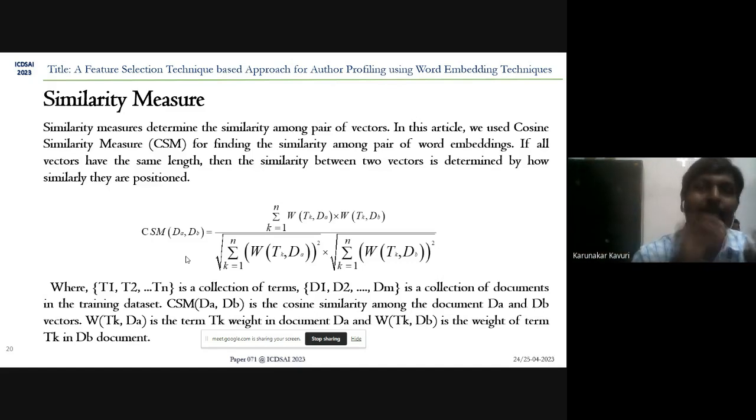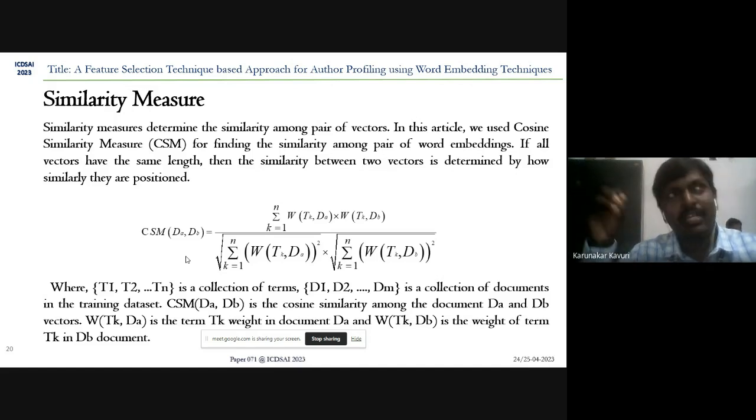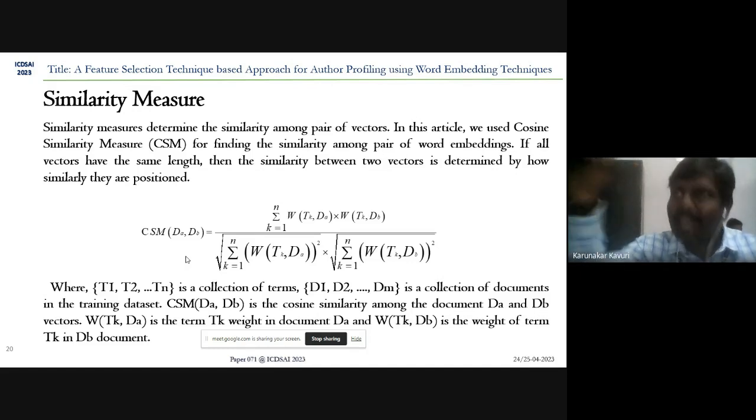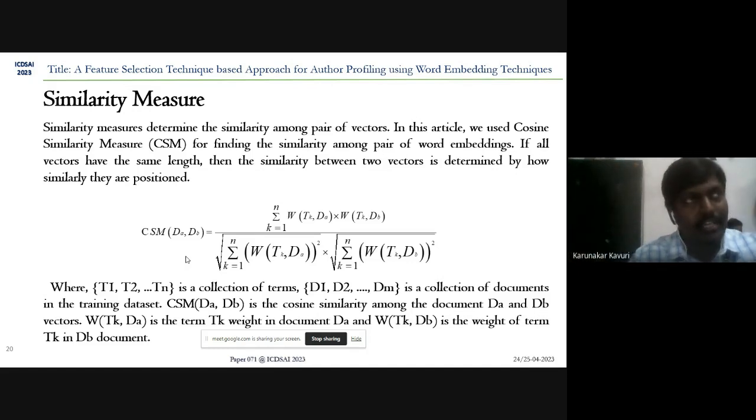For example, man is related to the king, the woman is related to the queen, and brother is related to the sister, and man is related to the brother, sister is related to the woman. Likewise, whatever similar words are there, those are put into clusters. From each cluster, I will take some words for the document vector representation.